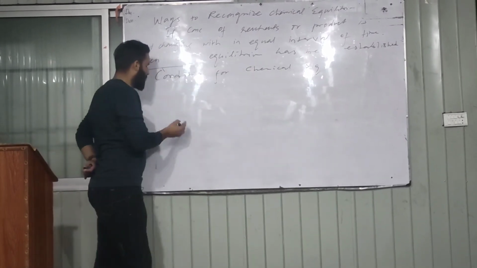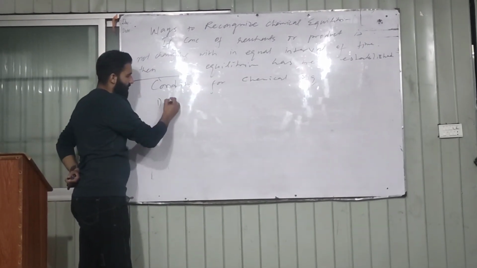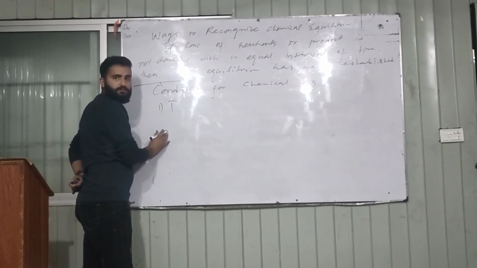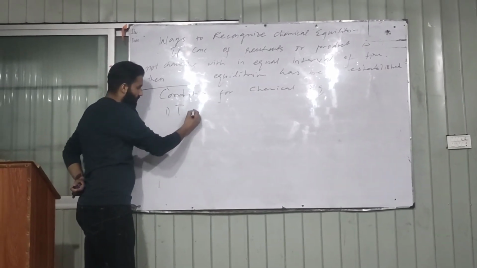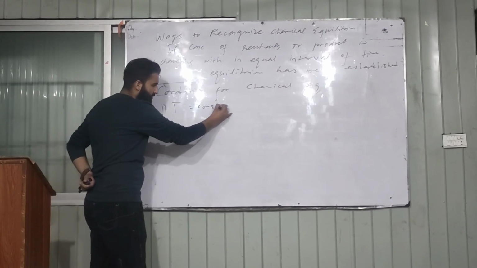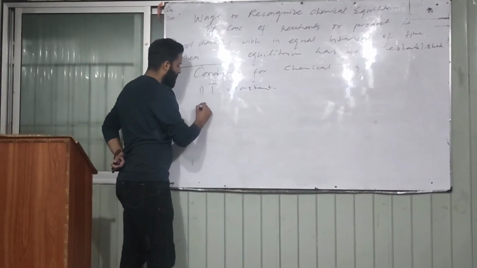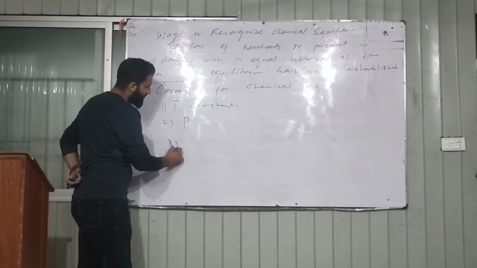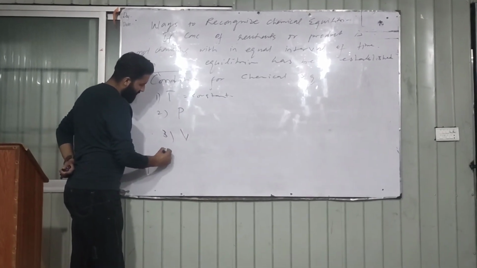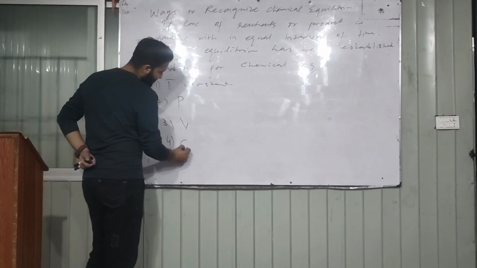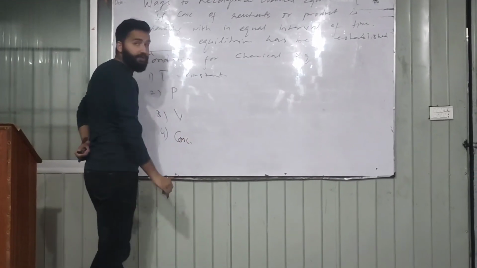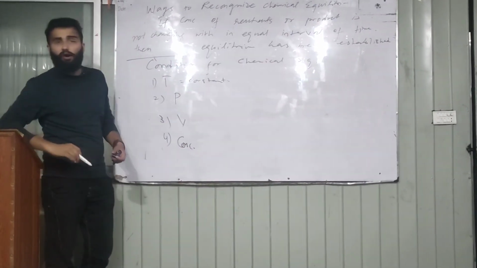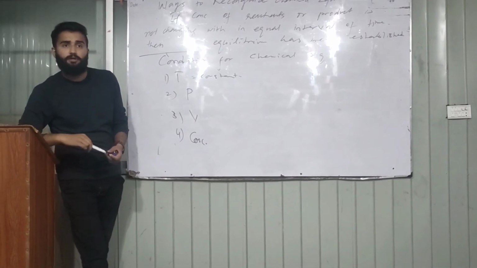So there are only 4 conditions. 1, temperature must be kept constant. Pressure must be kept constant, volume must be kept constant, and concentration must be kept constant. Okay, clear? All these 4 factors should be kept constant.